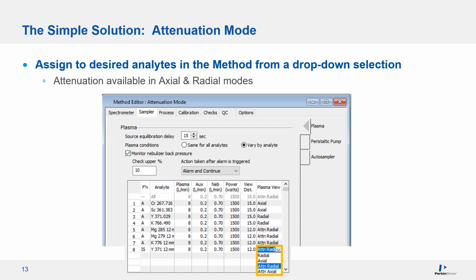And what we can do is assign attenuation to the desired analytes in the method. If we look at an example of this method, we see that chromium, scandium, yttrium, and potassium are all run in radial mode. But if we look down here, we run the magnesium lines and a different potassium line in attenuation radial mode. What's important to note here is that our attenuation mode is available both axially and radially. And this is important because it allows different degrees of attenuation, or different degrees of signal.